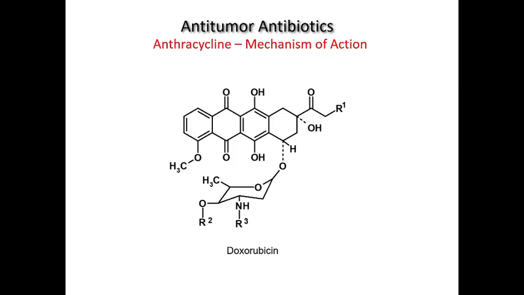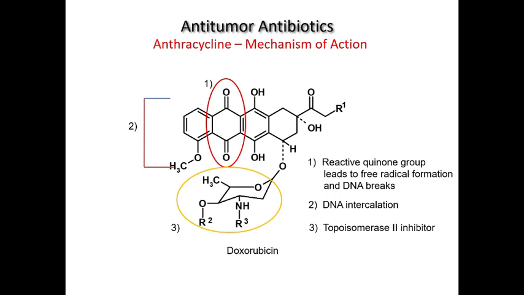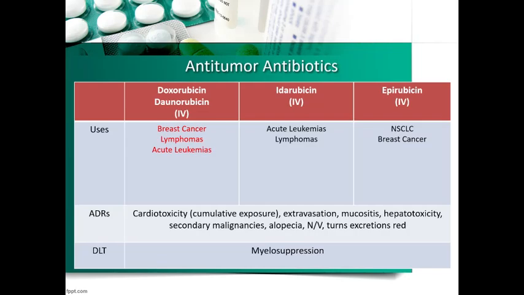We do have anthracyclines, which is an important class. These are very, very commonly used drugs. These are doxorubicin and daunorubicin. They get their ruby name from the deep red color they possess. There are 3 mechanisms of action I want you to remember. So the first one is a quinone group that leads to free radical formation and DNA breaks. Second one is this planar structure that leads to DNA intercalation, and then the third one is it does have some topoisomerase II inhibition. Those are the 3 primary ones to remember.